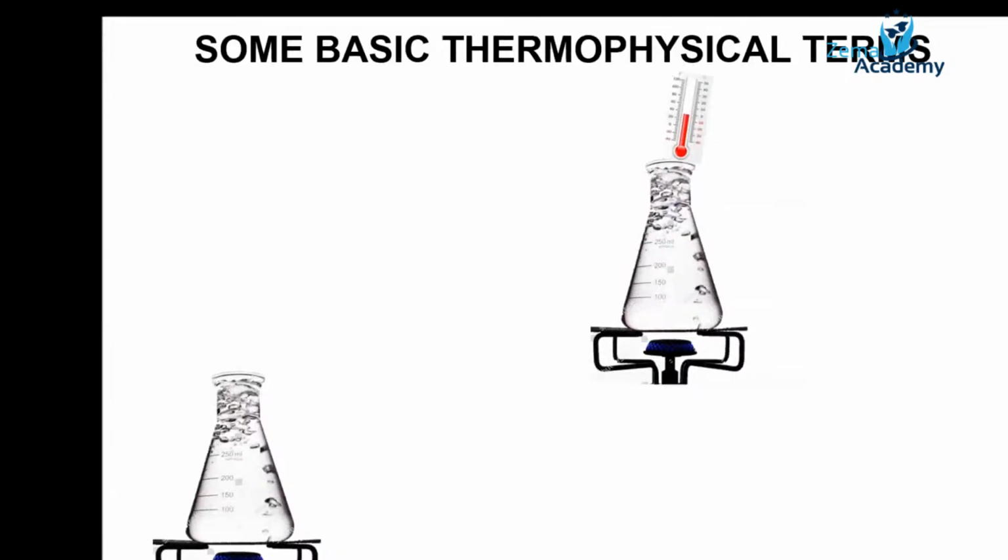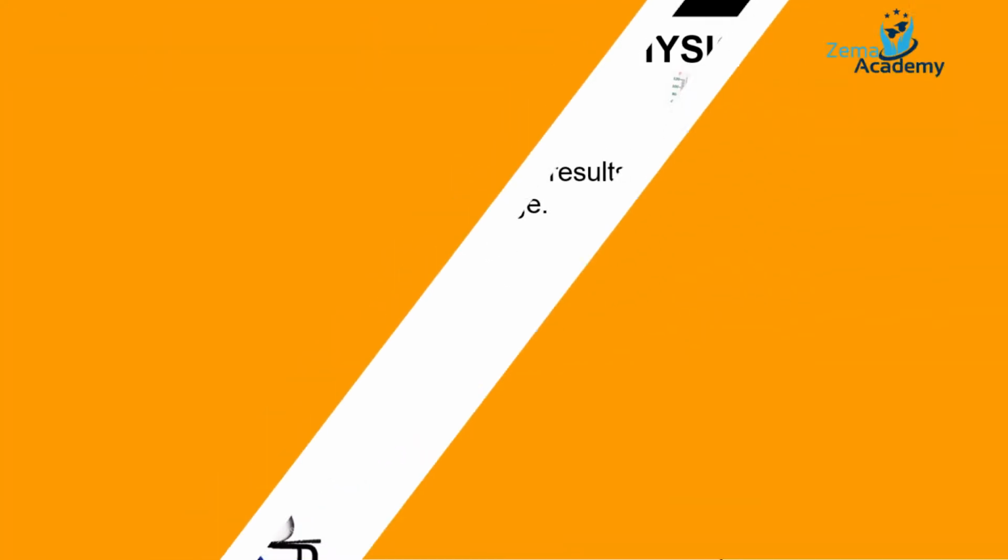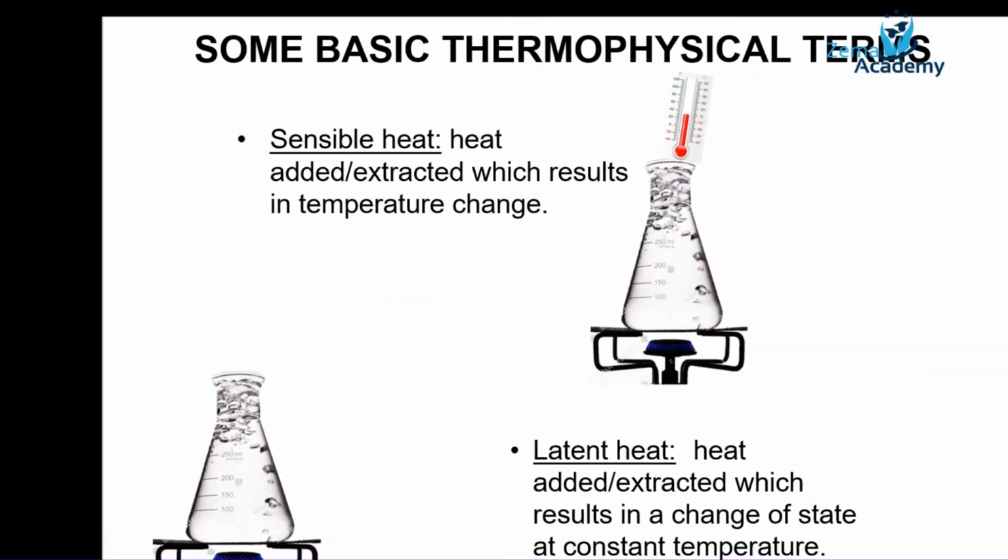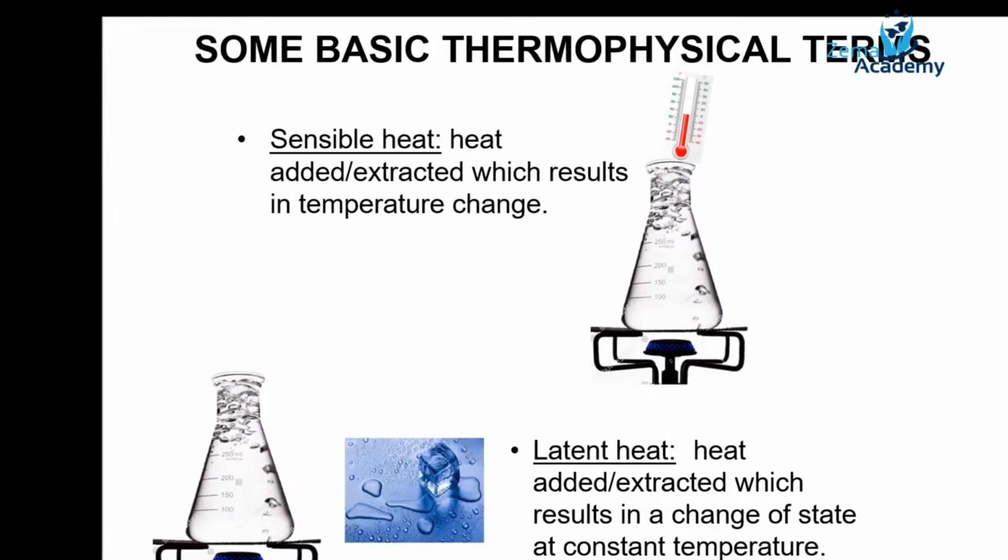I'm going to quickly go through some basic terms that you will come across in the refrigeration industry generally, like sensible heat and latent heat. They both deal with either heat extraction or heat added into a material, but one results in temperature change only, and the other one results in state change. So the sensible heat results in temperature change, as opposed to the latent heat, which results in state change. And a good example of latent heat is ice melting.